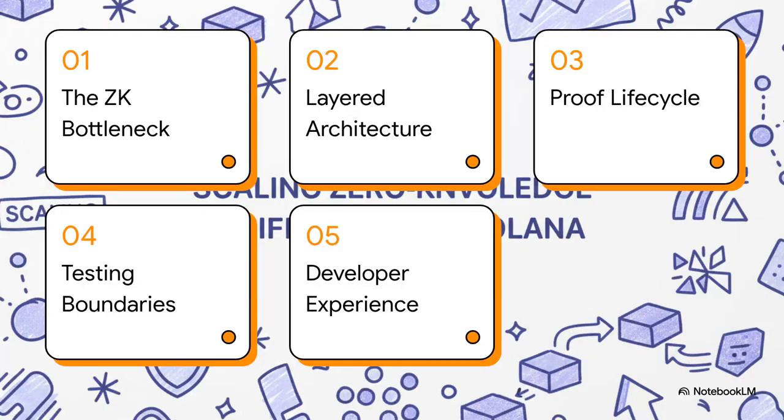So to understand exactly how Aurora solves this puzzle, we're going to cover: 1. The ZK compute bottleneck, 2. Aurora's layered architecture, 3. The life cycle of a proof, 4. Testing cryptographic boundaries, and finally, the developer experience.